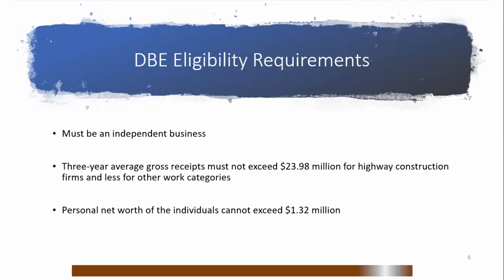DBE eligibility requirements. The firm must be an independent business, have a 3-year average gross receipt that must not exceed 23.98 million for highway construction firms and less than that for other work categories. And owners must have a personal net worth that does not exceed 1.32 million.